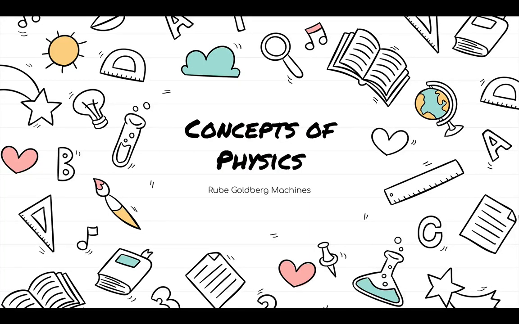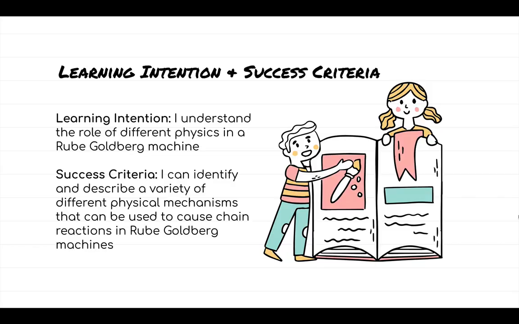Welcome to your video tutorial on the concepts of physics in Rube Goldberg machines. So today's learning intention and success criteria are the same as last lesson. It's about understanding the different physics in a Rube Goldberg machine, and by the end of today's lesson you should be able to identify and describe a variety of different physical mechanisms that can be used to cause chain reactions in Rube Goldberg machines. Last lesson we had a look at levers and the three different types of levers.